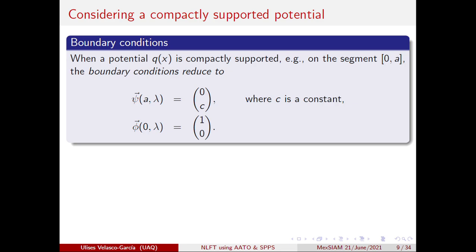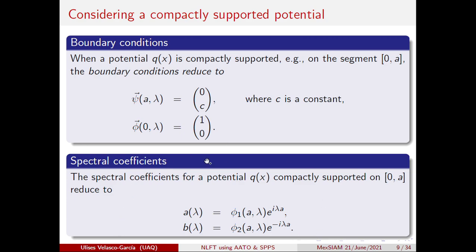All right, so if we consider a compactly supported potential, which is a really usual ansatz, we simplify everything a lot. For instance, the Jost solutions for the Zakharov-Shabat system reduce to these boundary conditions on the compact segment, and also the spectral coefficients are going to be simplified a lot, where A and B are just defined on the boundary of our compact set.